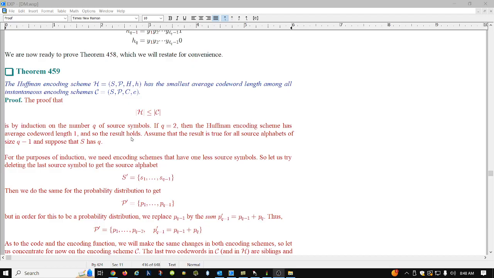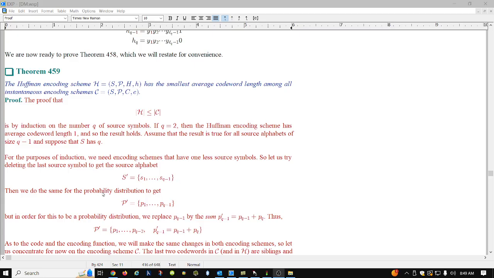So how to do that? Well, we can do the obvious, and that is delete the last source symbol to get the source S prime, which is little s1 through little s(Q minus 1). We don't know this is going to work. Actually, you do, because you know the proof is going to work. But initially, we don't know if it's going to work, but it's the obvious thing to try.